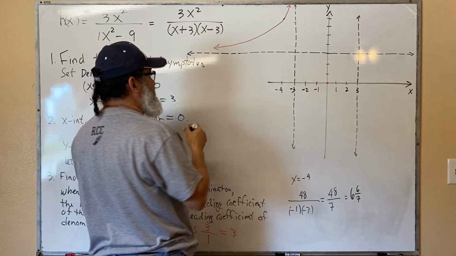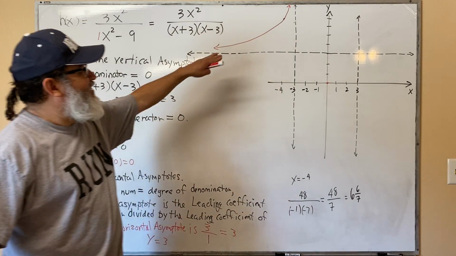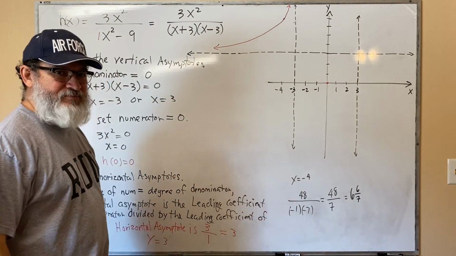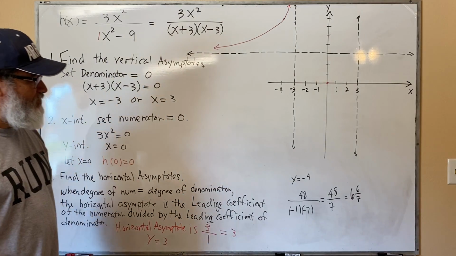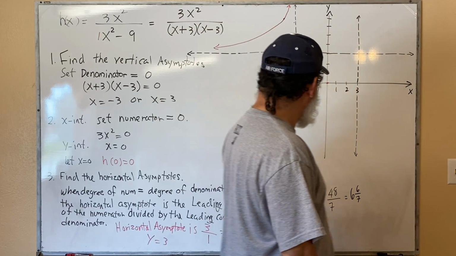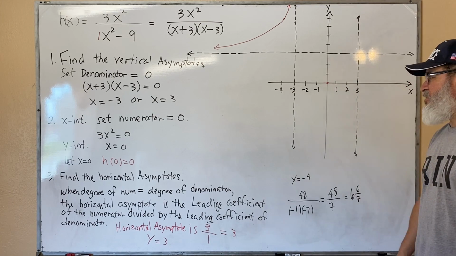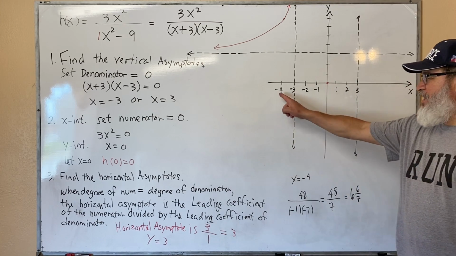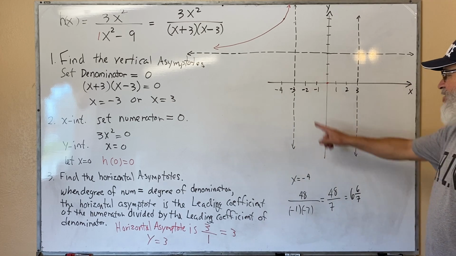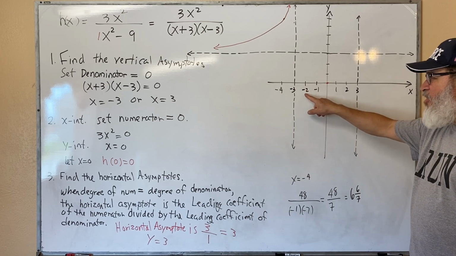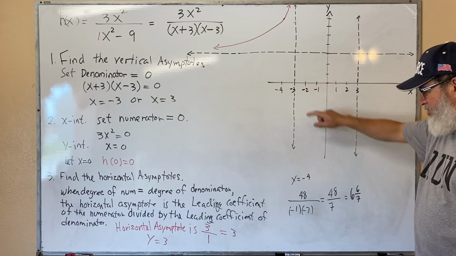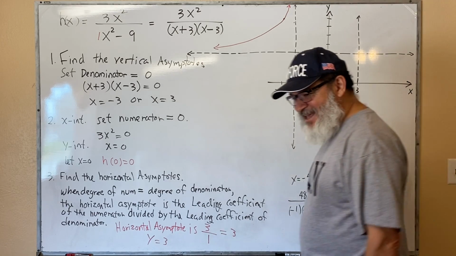And that's never gonna touch. This function is never gonna touch. Okay? All right. So let's plug in values in the neighborhood of the asymptotes, the vertical asymptotes. We plugged in -4, now let's plug in -2. I almost bet it's gonna be below, okay? So let's plug in -2.